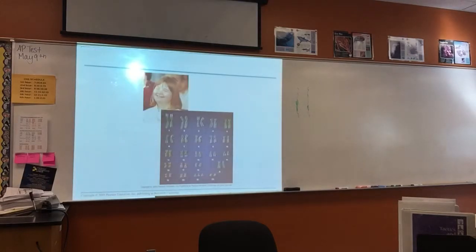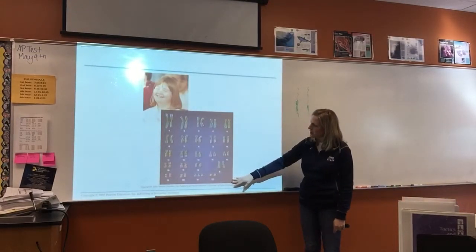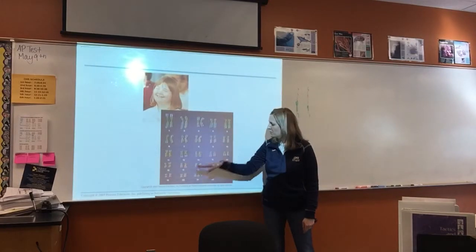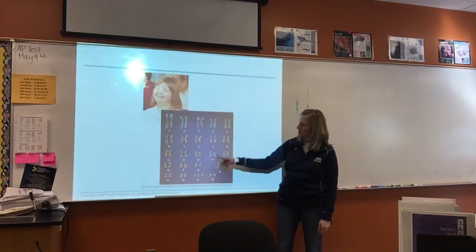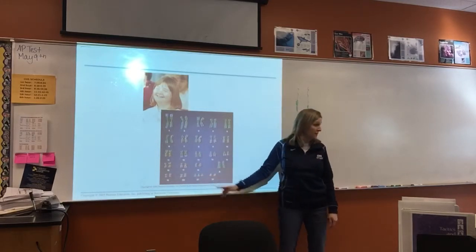Okay, so here's a person with Down syndrome. This is her karyotype. So this is a real karyotype of her chromosomes. You can see pairs 1 through 23. She has 2 X's to make her female, but notice here her chromosome 21, she has 3 of them.